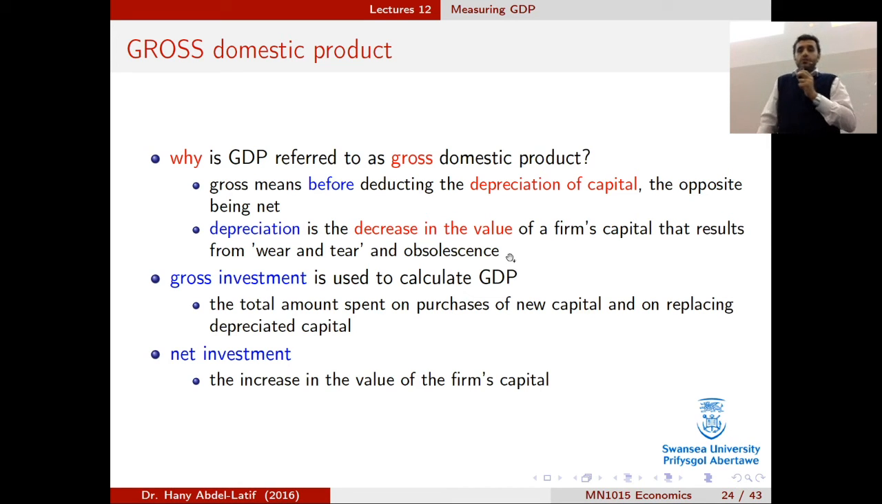The gross investment is used to calculate the GDP, the gross domestic product. So we use the gross investment, which is the total amount spent on purchasing new capital and on replacing depreciated capital. We're not looking at the net investment. So that's why it is called gross.